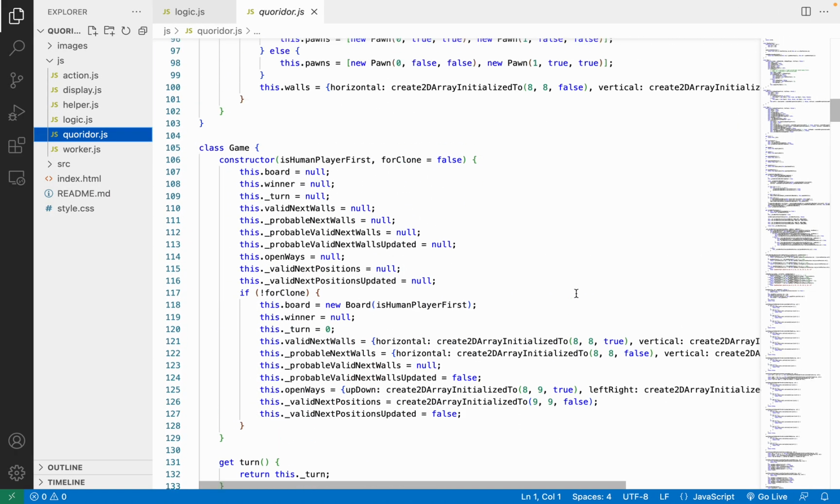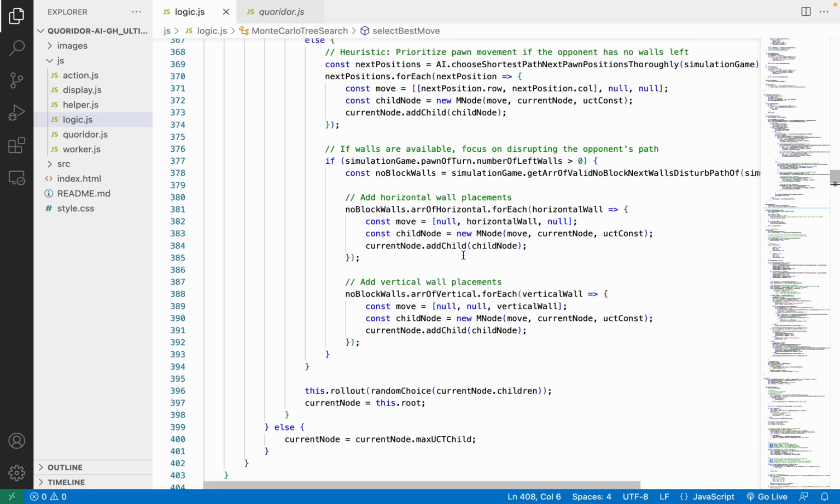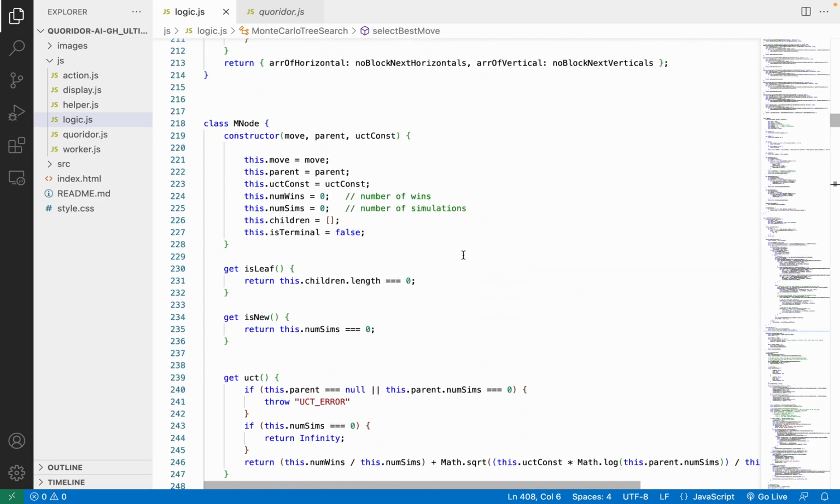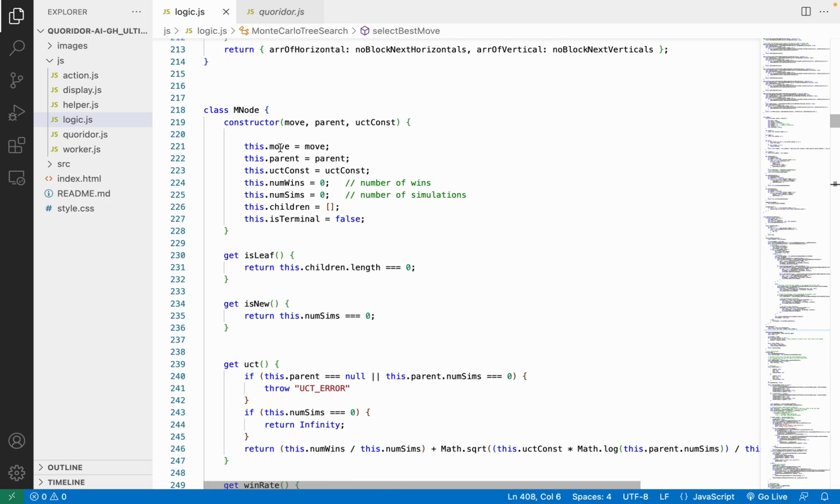First, let's look at the game tree structure of our game. So this is a typical node in the tree. Every node is basically a move in the game. We store its parent, its UCT, its number of wins, number of simulations. So these are the values that we use during the expansion phase, its children, and if it's a terminal node.